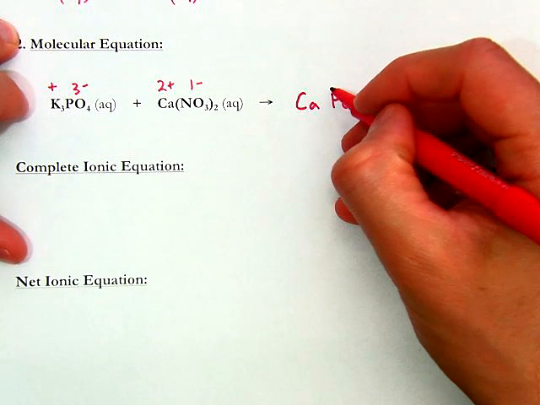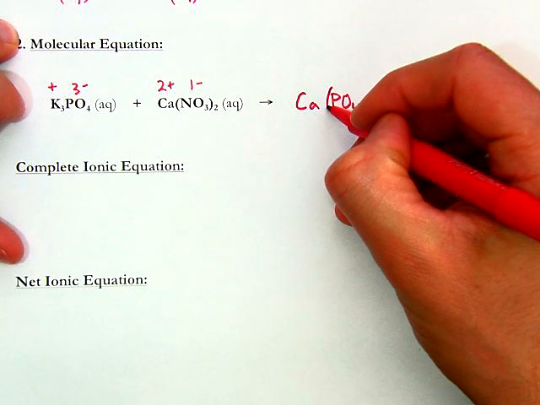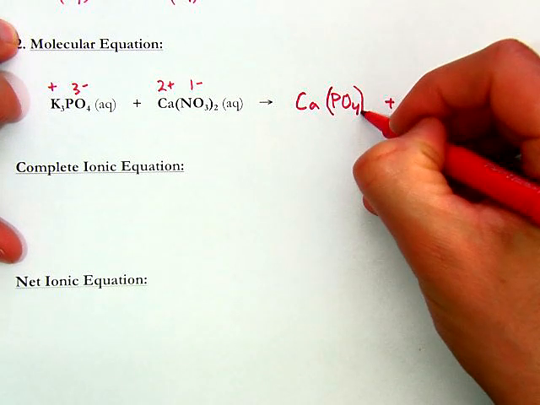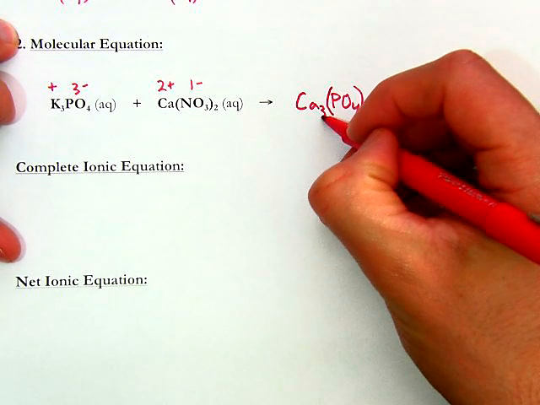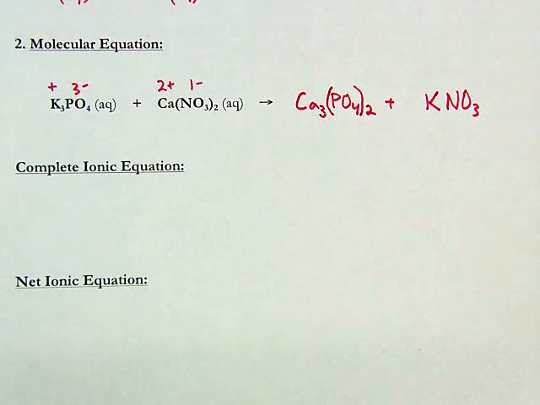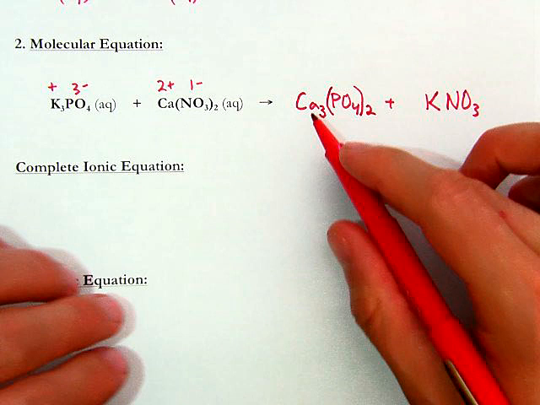This is a lowest common multiple thing. We actually have to put this in parentheses, put a 2 outside of it, and we have to put a 3 here. Okay, that is our simplest neutral compound for calcium phosphate.